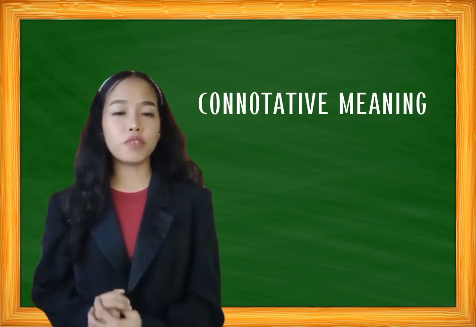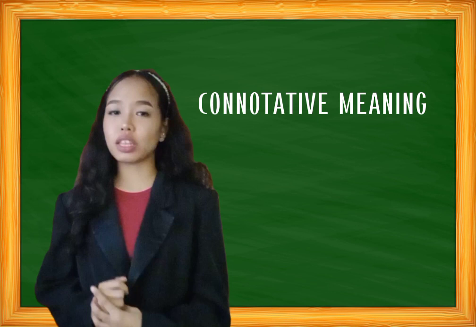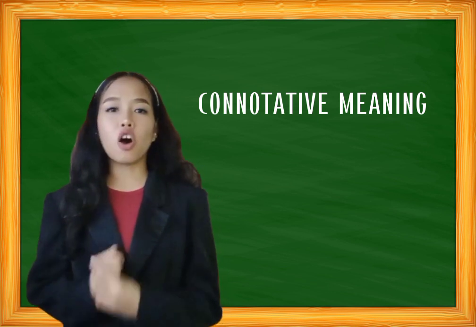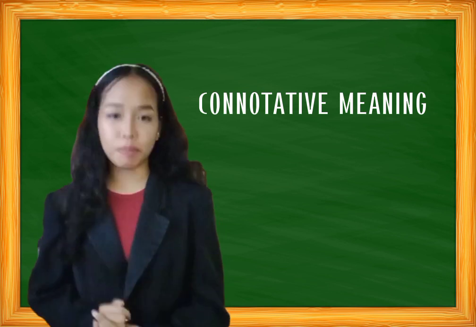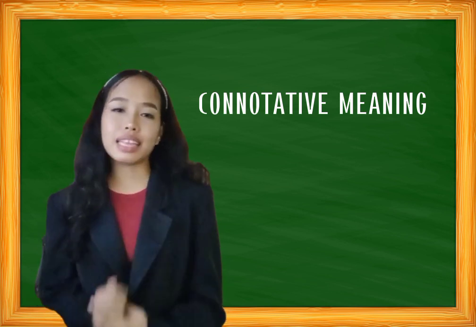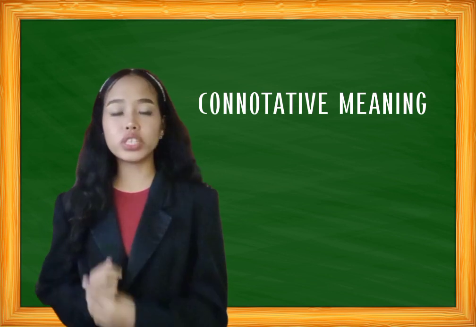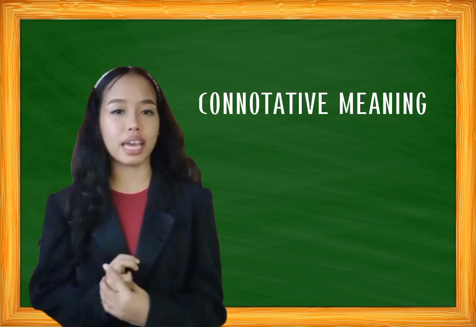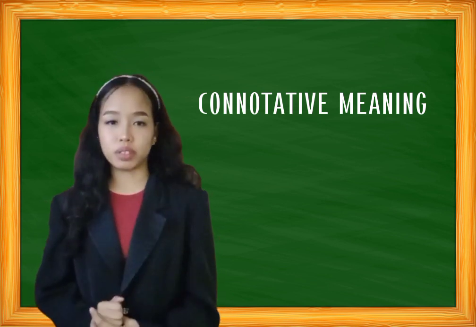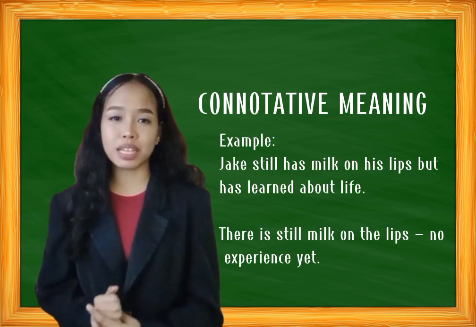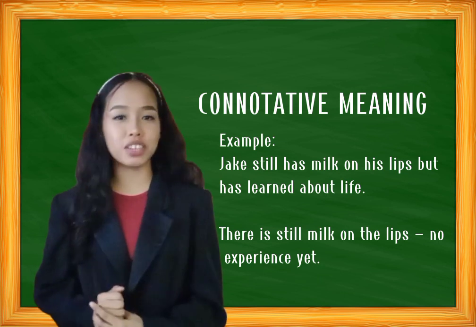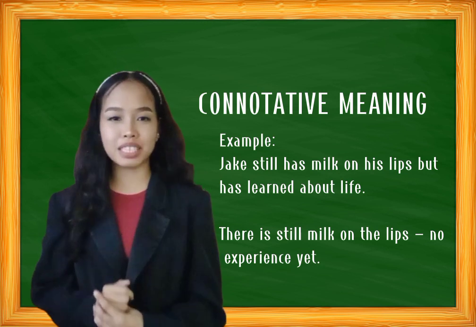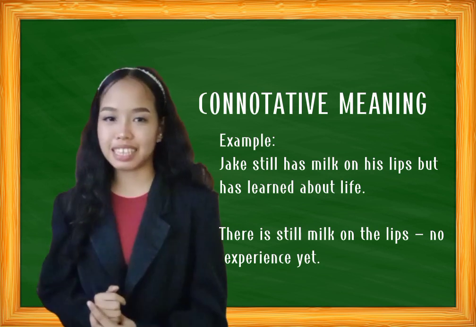Connotative meaning refers to the extra meaning that a word has depending on the intention or motive of the person using it. It is an interpretation of words, phrases, or sentences that are not direct. For example, Jake still has milk on his lips but has learned about life. There is still milk on the lips means no experience yet.